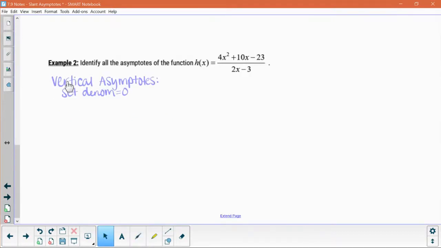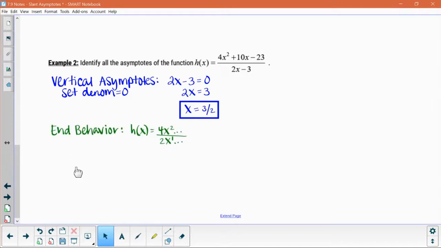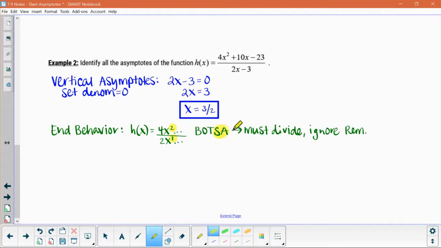So let's start with the easier one. Vertical asymptotes come from setting our denominator equal to 0. So I take 2x minus 3, set it equal to 0. I get a vertical asymptote at x equals 3 over 2. Now, our horizontal asymptote comes from end behavior. End behavior focuses in on the highest term in the numerator and the denominator. So I have 4x squared over 2x to the power of 1. Remember, we're looking at how do the highest exponents compare. I have bigger on top, which is telling me that I'm going to have a slant asymptote. So bigger on top, slant asymptote, meaning we have to divide and we're going to ignore any remainder that we may get. So the first thing I notice is my divisor is of the form 2x minus 3. Because it's in this form, I cannot use synthetic division.